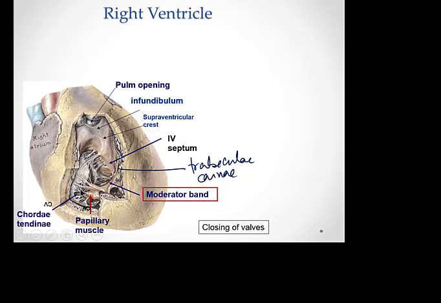This is the atrioventricular opening or the tricuspid opening, because this is the right ventricle. So this here is the tricuspid opening.